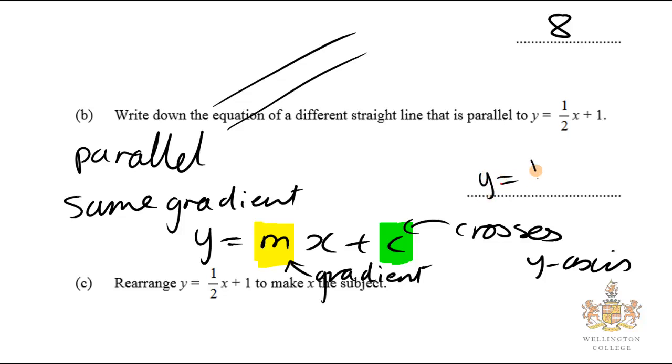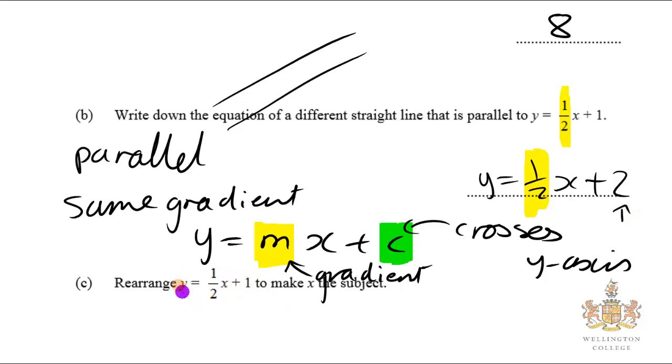So y will equal a half x. That doesn't change. The gradient must stay the same. Yep, here is our gradient. That must not change because it's going to be parallel. And then we're just going to make sure it's different. Any other number will do here. Put any number you like there to get a different number.